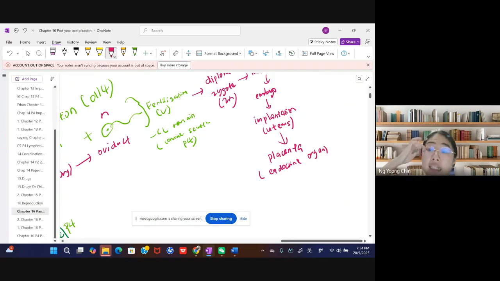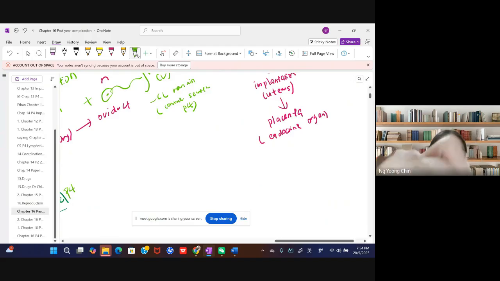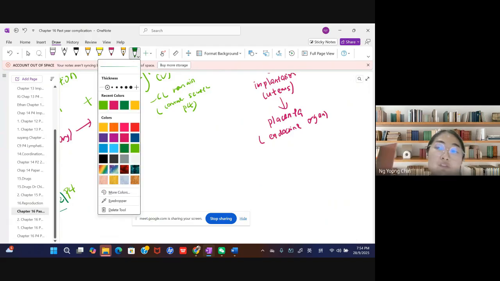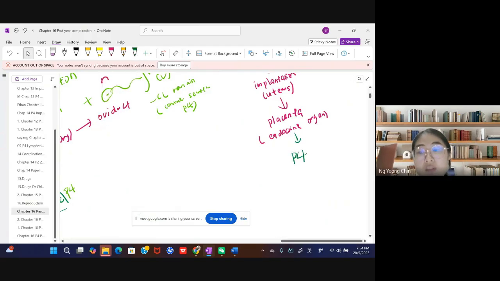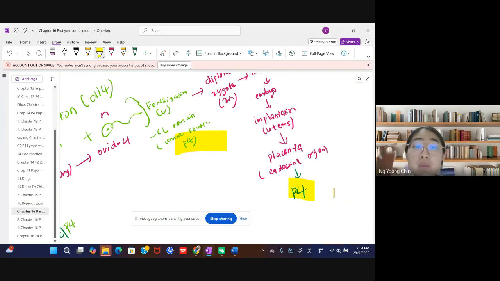Why do I call the placenta an endocrine organ? Because the placenta also produces progesterone, P4. So it's not only the corpus luteum that produces progesterone. The placenta can do it as well. Remember, there are two structures that can produce progesterone: one is the corpus luteum, and another is the placenta.